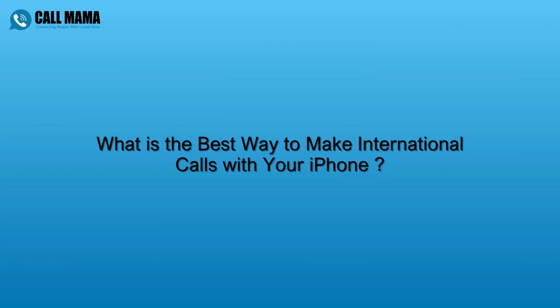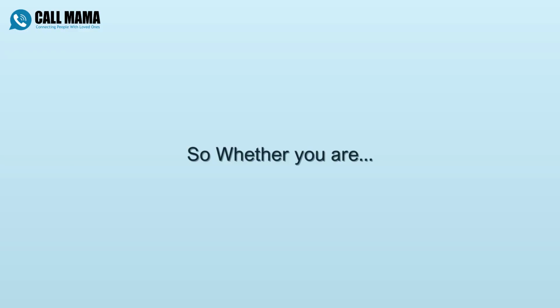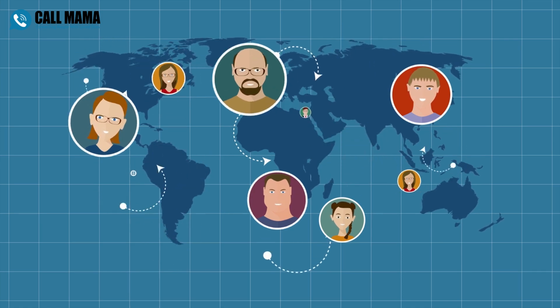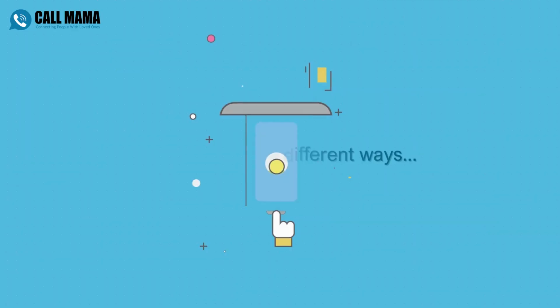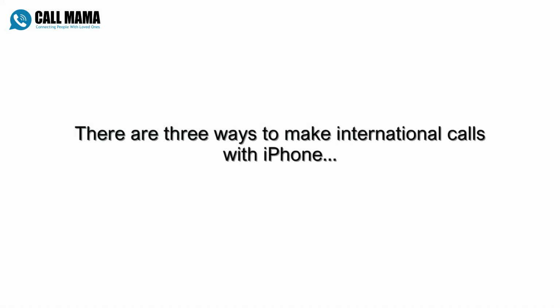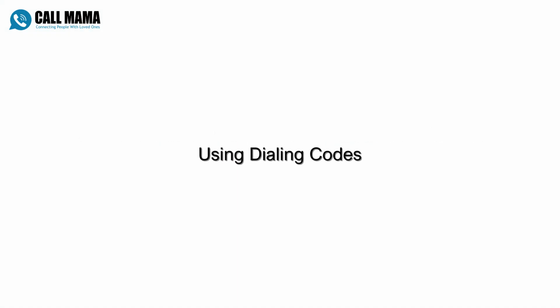Today, we're talking about what is the best way to make international calls with your iPhone. So whether you're staying connected with family and friends overseas or traveling for business, there are a few different ways to make international calls on your iPhone. There are 3 ways to make international calls with iPhone: using dialing codes.